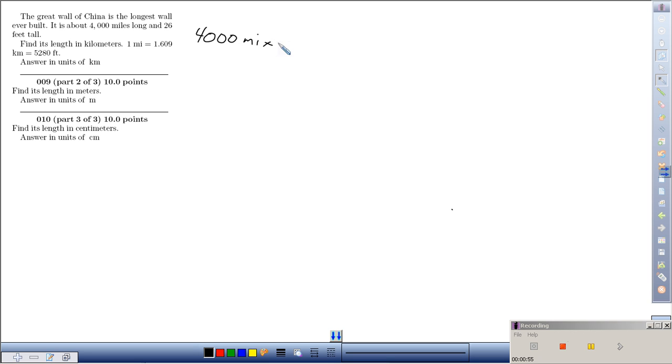So I want to get from miles and I want to convert to kilometers. Since miles is here all by itself, I want to take miles from the top and put miles in the bottom. I'm looking for kilometers, so if I know a conversion directly from miles to kilometers, I can use it. This tells me that 1 mile is the same as 1.609 kilometers. So I can put 1 mile on the bottom and 1.609 kilometers on the top.